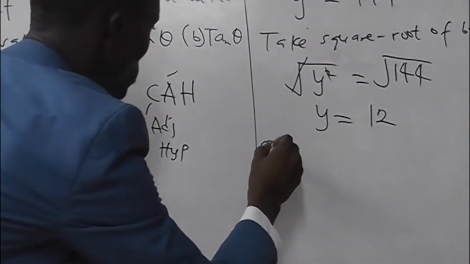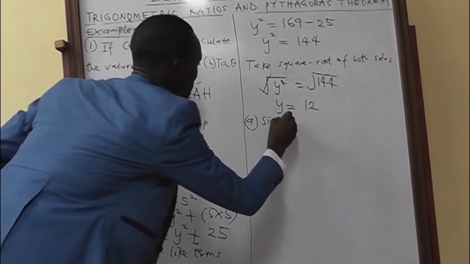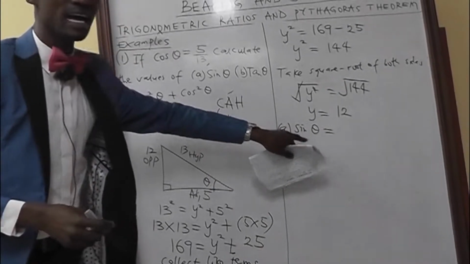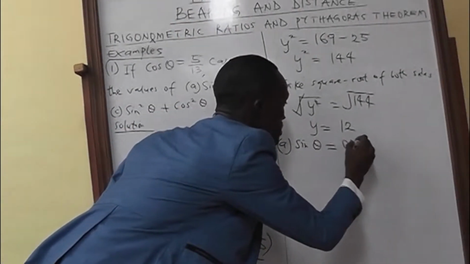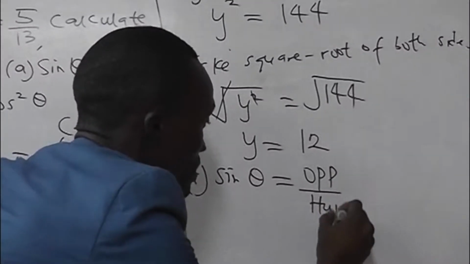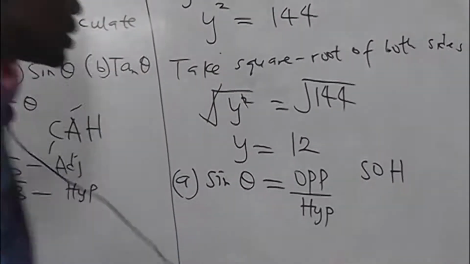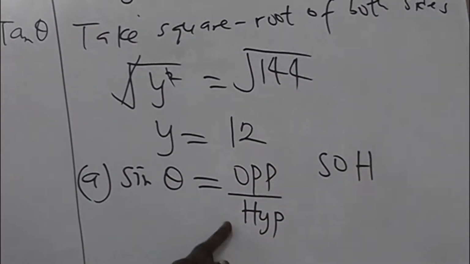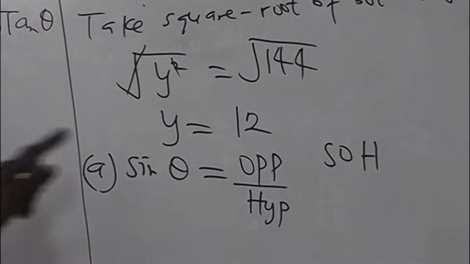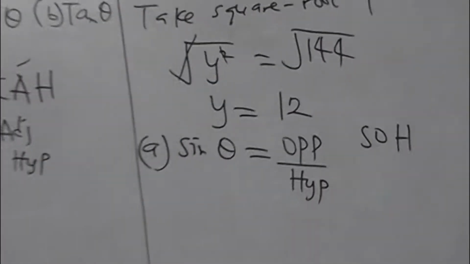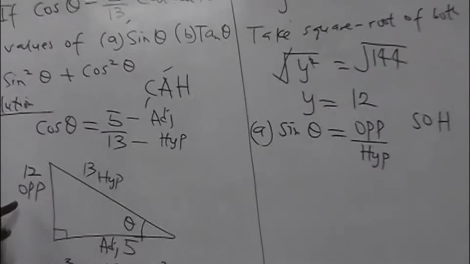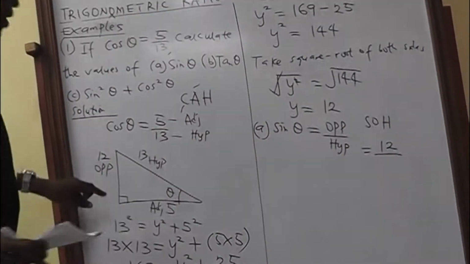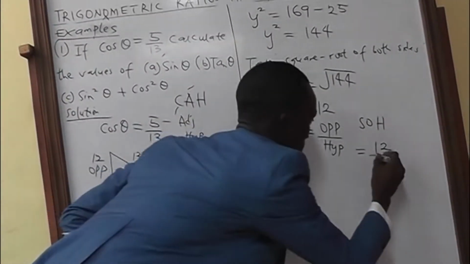So we go to the first one, we have to find sine theta. I explained the other time that sine theta is equal to opposite over hypotenuse. That is from SOH. Sine is equal to opposite over hypotenuse. Now we go back to our triangle. Which side is representing the opposite side? The opposite side from A is what? 12. Then the hypotenuse side from A is 13.